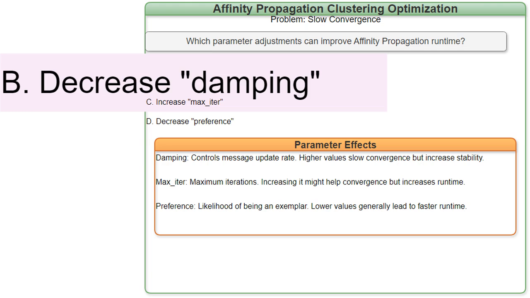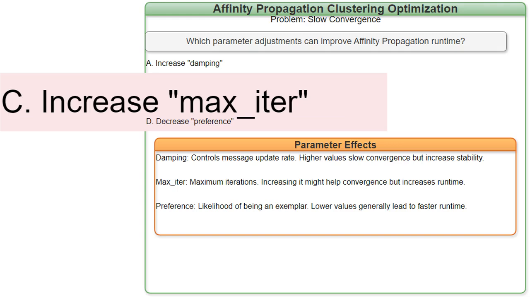It's a risky option. Increasing the maximum number of iterations, or max_iter, lets the algorithm run longer. While that could help if the algorithm wasn't converging before, it directly increases the runtime. It's not a way to improve runtime, only to potentially improve solution quality.